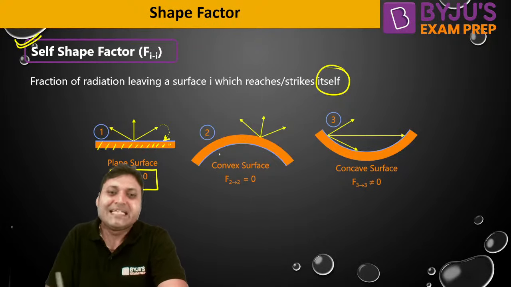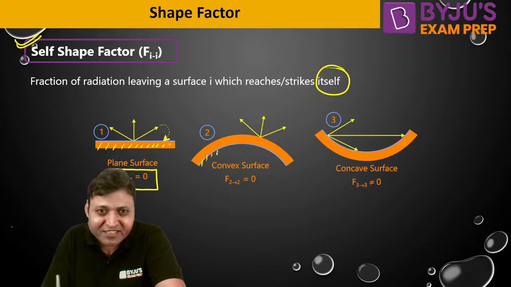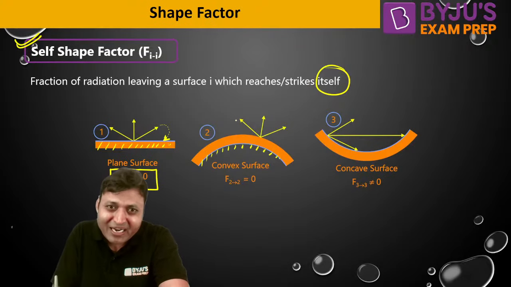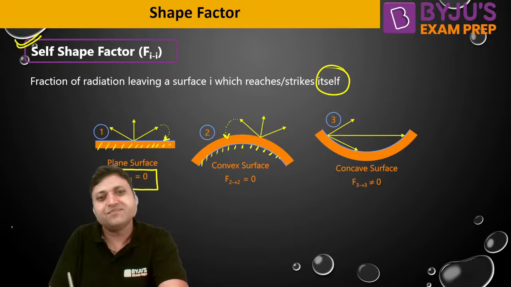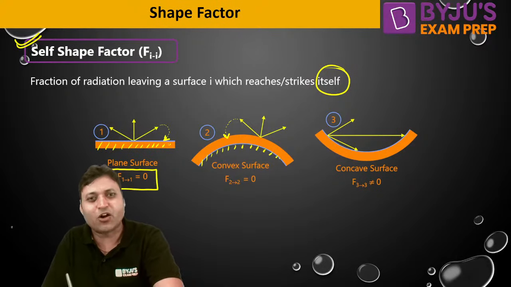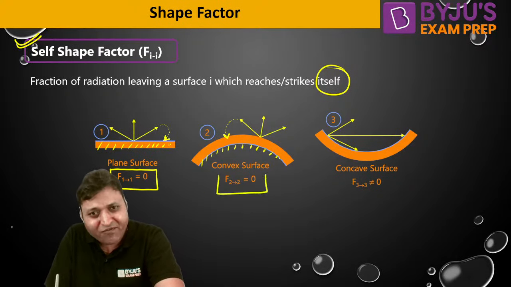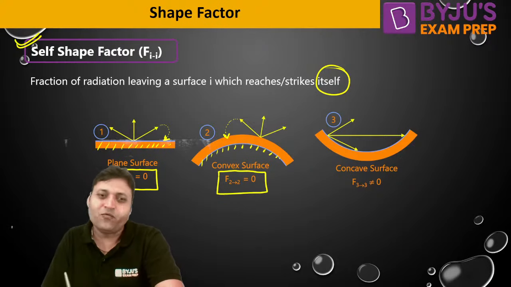Are you getting it? Similarly, for a convex surface, this is the convex surface. Similarly, there is no possibility of radiation leaving the surface and striking itself. They cannot travel in a curved path. So for a convex surface also, self shape factor will be 0.